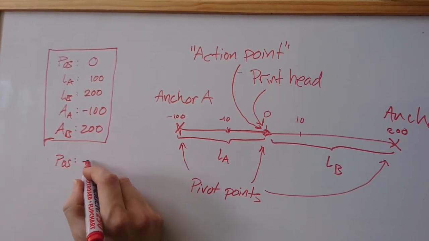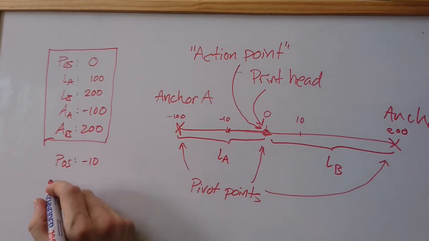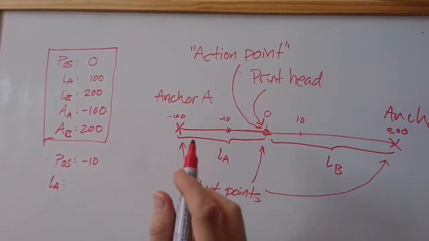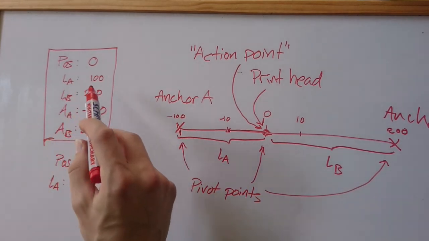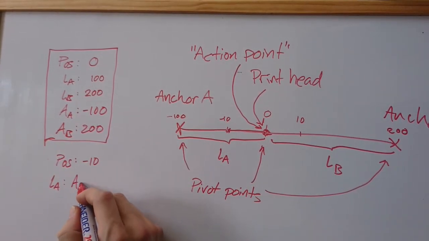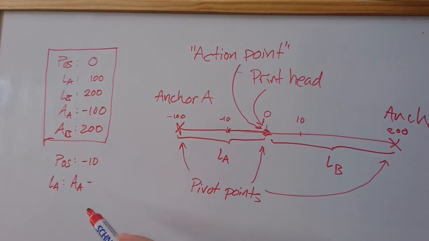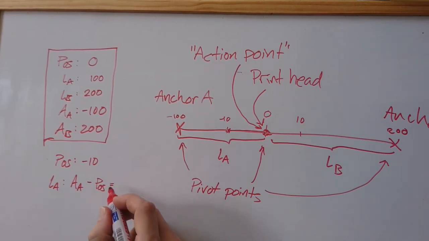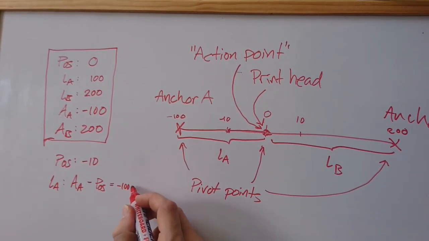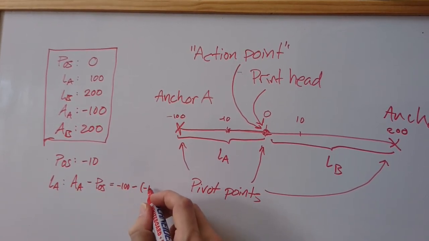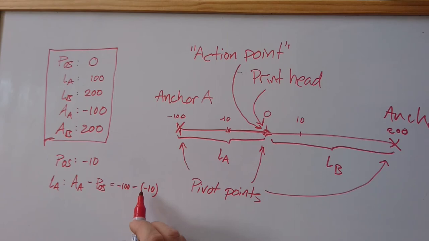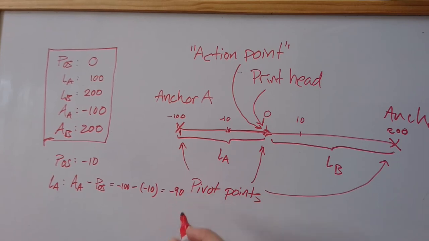Position minus 10. Line A needs to be anchor A minus the position. Which is minus 100 minus minus 10. Minus and minus gives plus. So here it's 90. And we're back to this magical thing that line lengths are always positive.